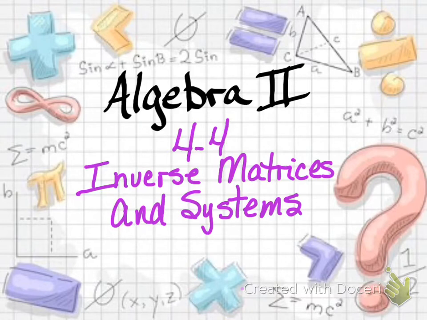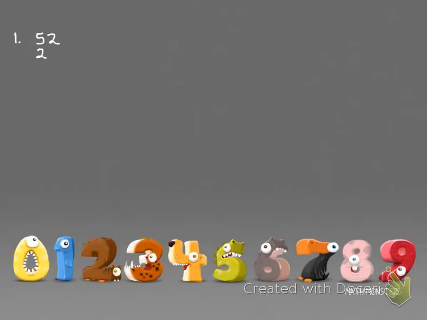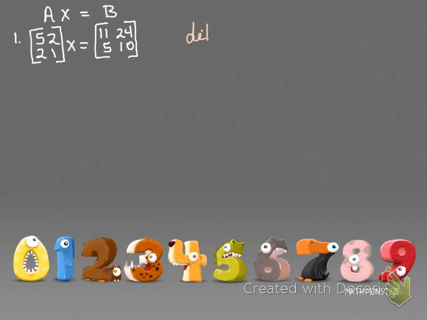Okay, let's go to our first problem that we're going to look at. We're going to look at problem number 1. Let me slow that down. Okay, so we have our first matrix, so matrix A times X equals matrix B.